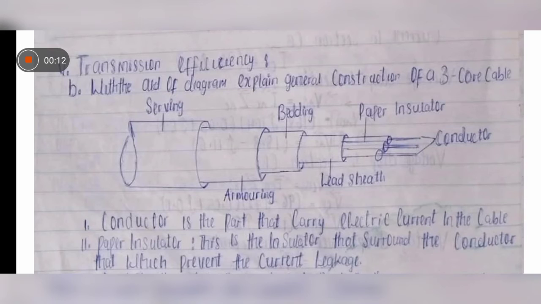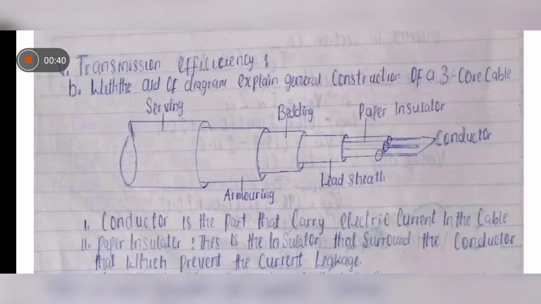Now the paper insulator, the work of the paper insulator is to cover the conductor from shocking anyone that will hold it. So it is covering the conductor to prevent external shock, and it prevents the electricity in the conductor from passing through, so that anyone that touches that conductor at that particular time will not be shocked.